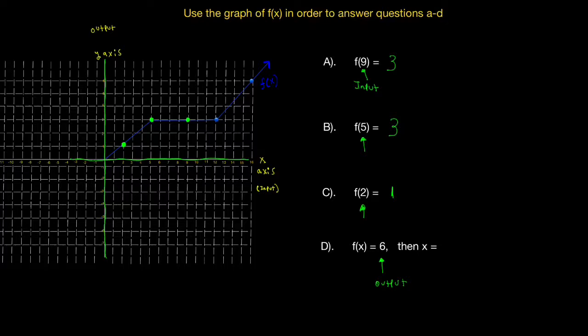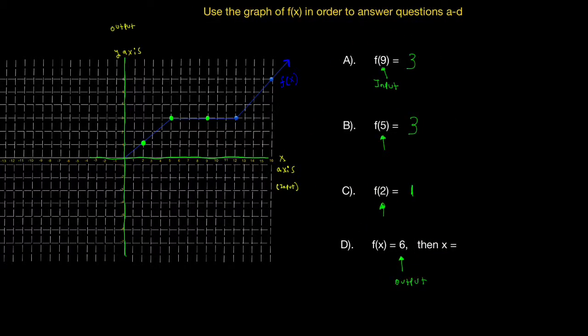So when f of x equals 6, then x equals, we're trying to find the input. So we're going to do the reverse order. Since we're given the output, we're going to begin here at y. And we have to look for 6. So 6 is right here.